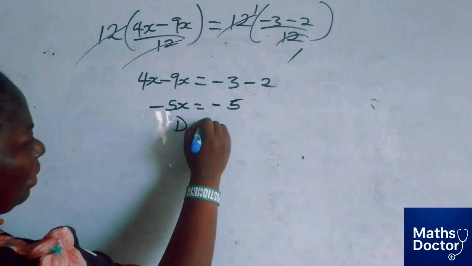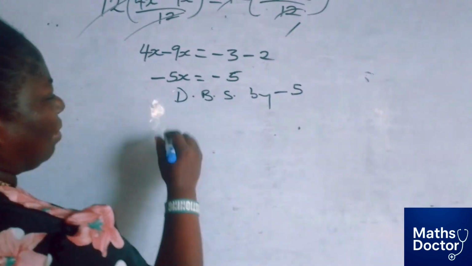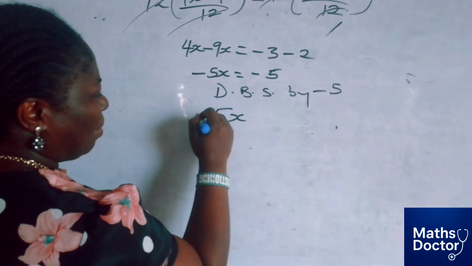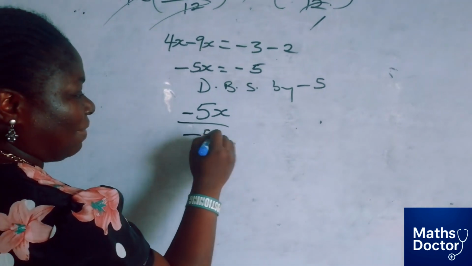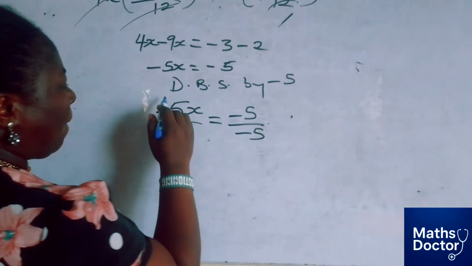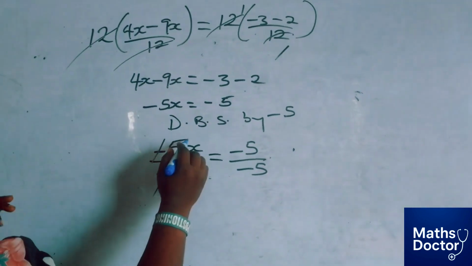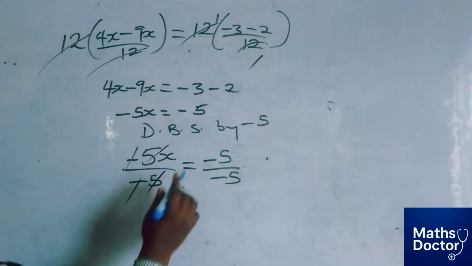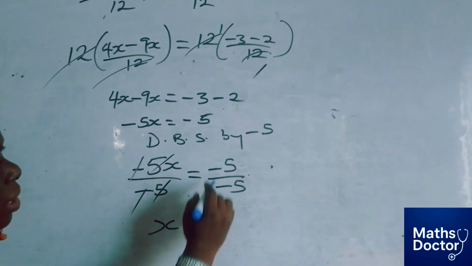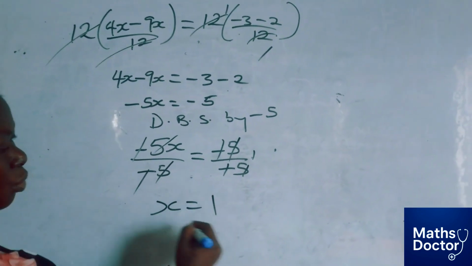Now, divide by minus 5. So we have minus 5x divided by minus 5 equals to minus 5 divided by minus 5. Minus cancel minus, automatically becomes positive. 5 will go in 5, you have 1. X is left alone, and the same here we have 1. So therefore the value of x will be 1.